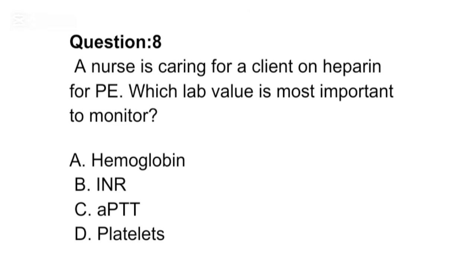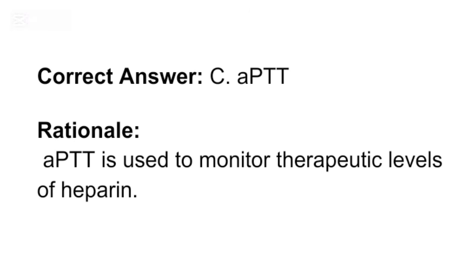Question 8. A nurse is caring for a client on heparin for PE. Which lab value is most important to monitor? A. Hemoglobin. B. INR. C. APTT. D. Platelets. Correct answer, C. APTT. Rationale. APTT is used to monitor therapeutic levels of heparin.